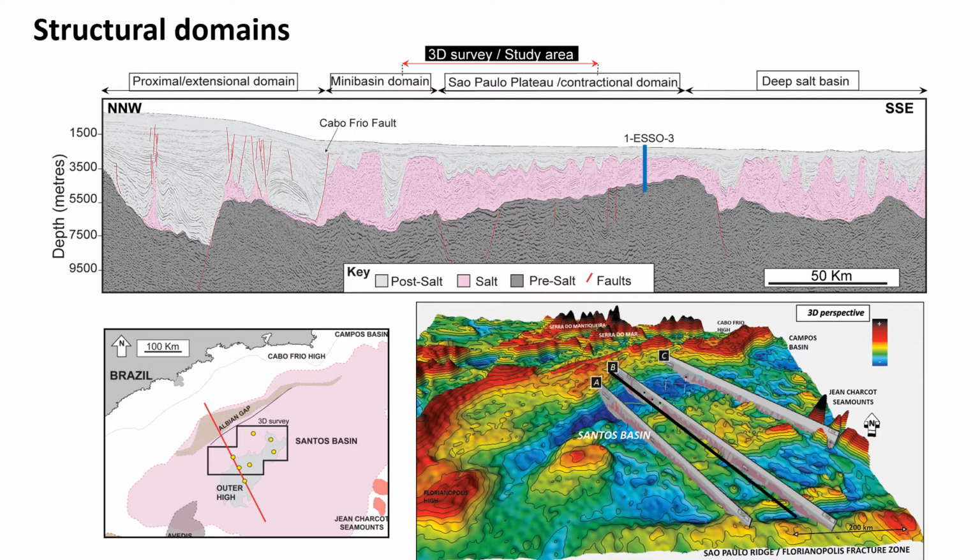This regional line illustrates present-day salt thickness variation across the Santos Basin. The study area covers parts of the mini-basin domain and the São Paulo Plateau and fault belt in the contractional domain. In this area, the salt sequence is highly reflective and the base salt is dipping landwards due to the location of the Outer High.